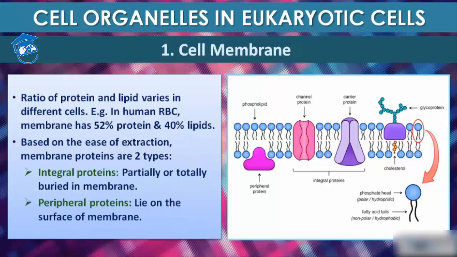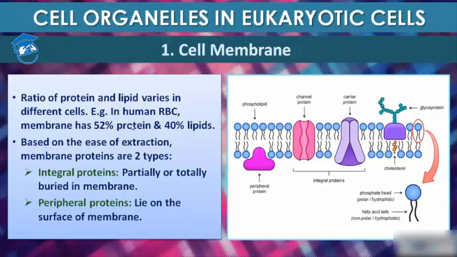Biochemical investigation clearly revealed that the cell membrane also possesses protein and carbohydrate. The ratio of protein and lipid varies considerably in different cell types. In human beings, the membrane of the erythrocyte, that is the red blood cell, has 52% protein and 40% lipid.